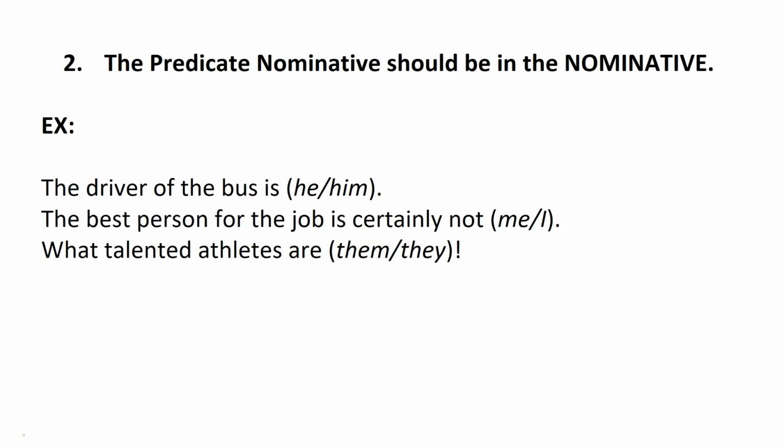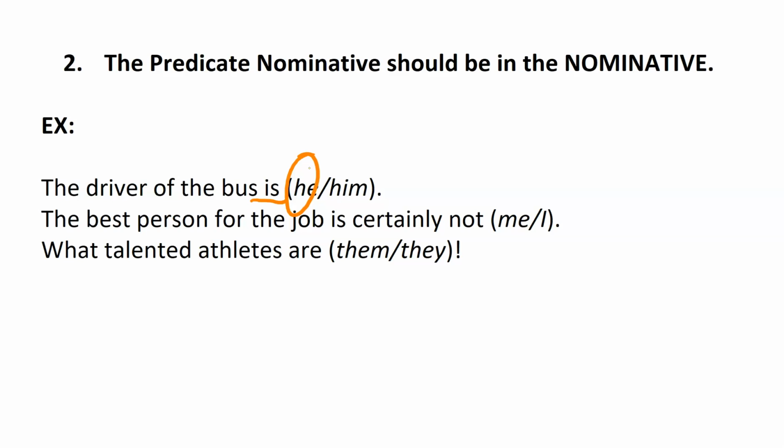Issue 2, the predicate nominative should be in the nominative. For example, the driver of the bus is he, or the driver of the bus is him. So perhaps we're tempted to say the answer here is him because that word comes towards the end of the sentence, and the objective form often does come at the end of the sentence because that's where objects go. But in reality, what we have here is a predicate nominative because it comes after is, which is a linking verb, and the correct answer is he. The driver of the bus is he.